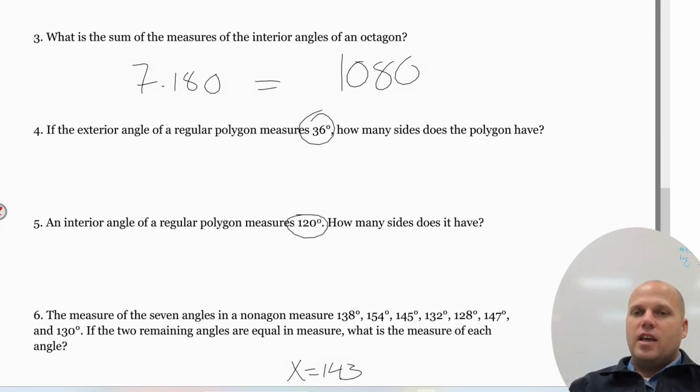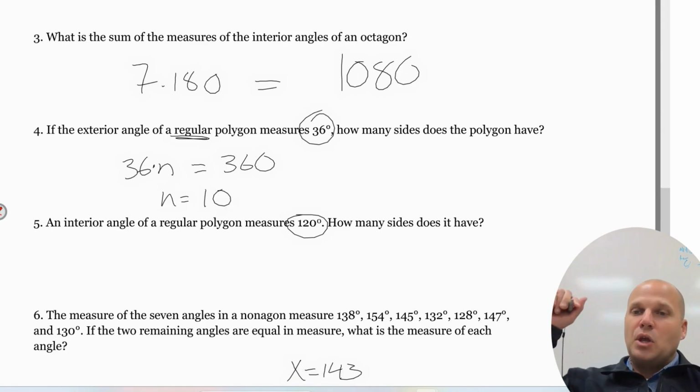Well, if every exterior angle is 36 and they're regular, so they're all 36, well, the amount of sides times 36 has to add up to equal 360. This is the sum of our exterior angles. So 36, how many times is 360? We end up just having to divide. We get n is 10.